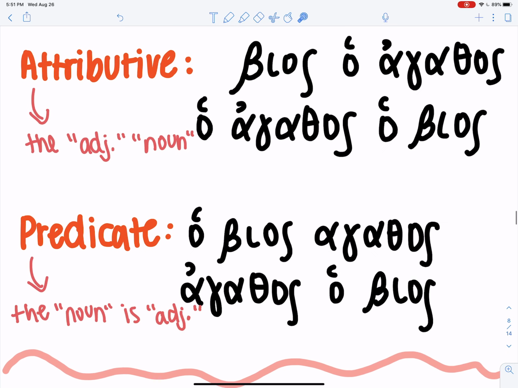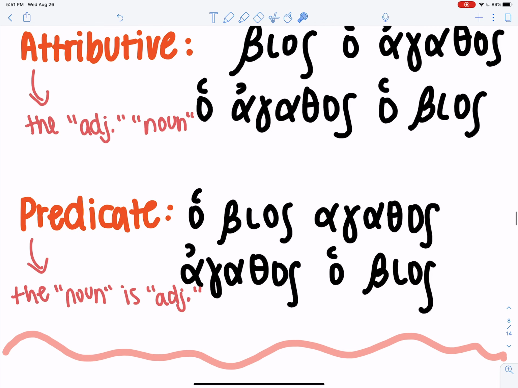Same is true as with the attributive, where this can look a little bit different depending on the specific situation we're looking at. So we have ho, bios, agathos in the first one, and then we have agathos, ho, bios. Same thing, both are predicate, and both have the adjective separated somehow from that definite article. You might be thinking here, well, technically, the adjective is right next to the definite article, right? Like, there's nothing between them. But it must be that the adjective is directly following the definite article. So that agathos would have to be right here for this to be attributive.